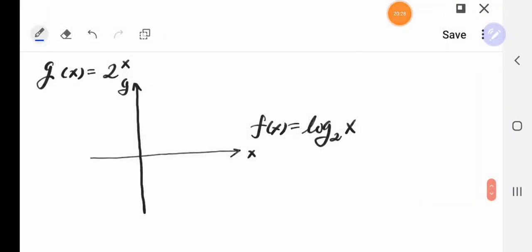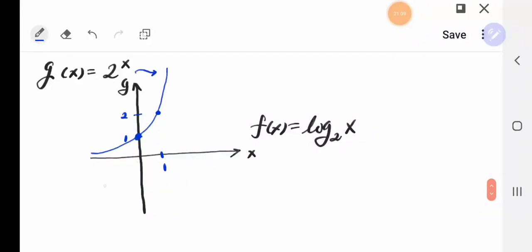Okay, let's find out the graph of logarithm functions. First of all, let's look at the graph of the exponential form, g of x equals 2 to the x. If x equals 0, then y equals 1. If x equals 1, then y is 2 to the 1, so it will be 2. Let's say this is 2, and the graph of g of x is something like this. Okay, this is the graph of g of x.